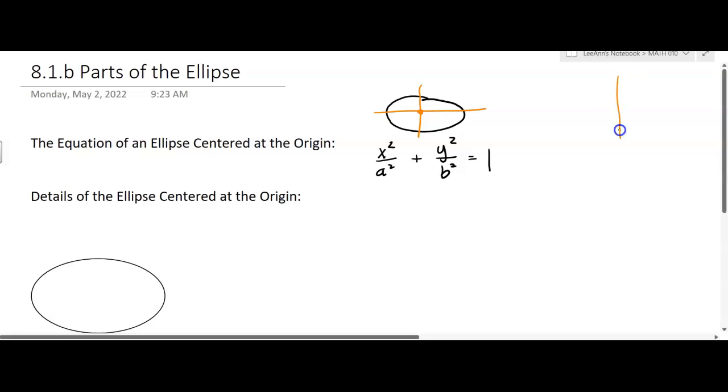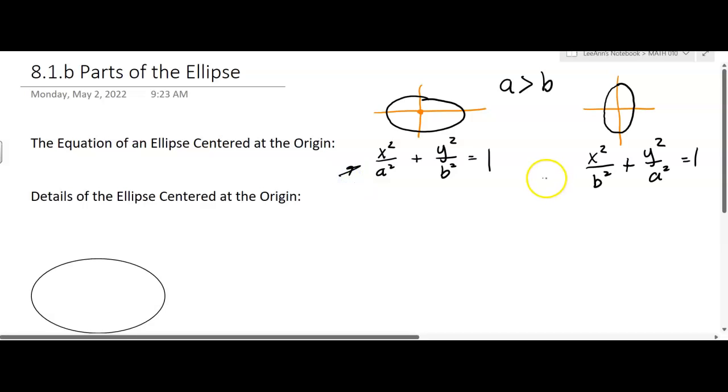If you have a vertical one, an ellipse that's going more up and down, that's going to be x squared over b squared plus y squared over a squared equals 1. And in both of these cases, a is greater than b. So when you have the larger number under the x, you get a flat pancake. When you have the larger number under the y, you get the vertical shape, or like an egg shape. So I always call this a pancake and this an egg.